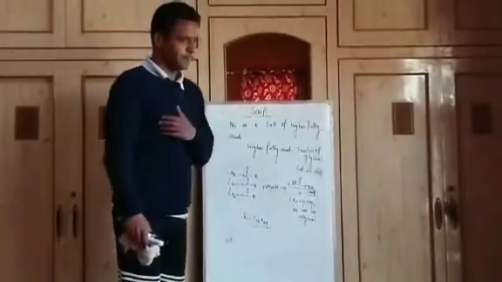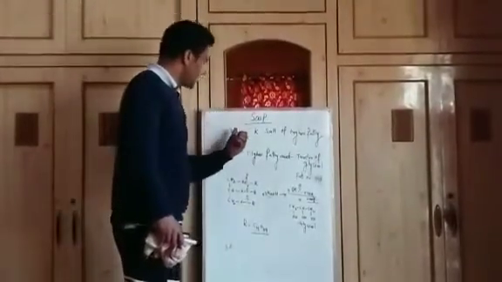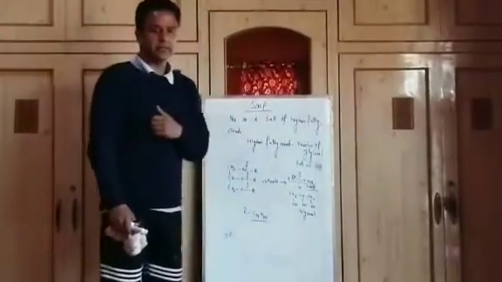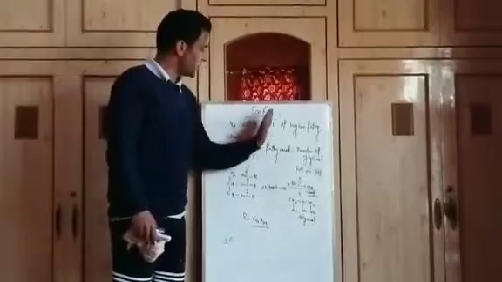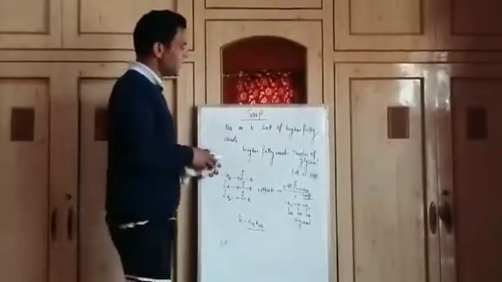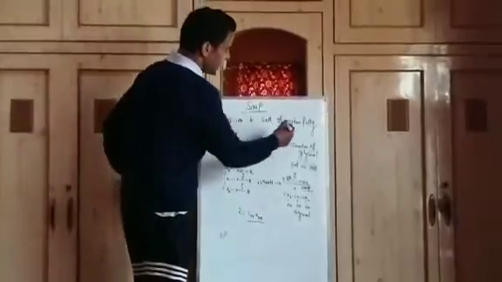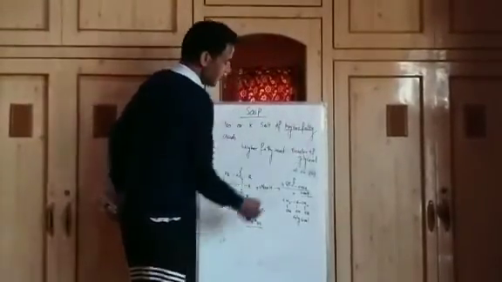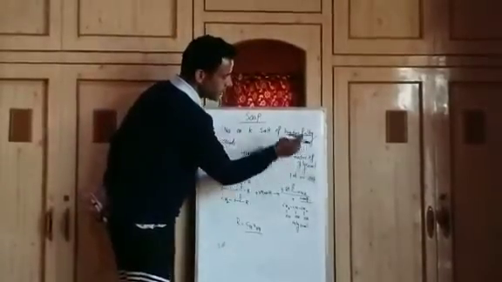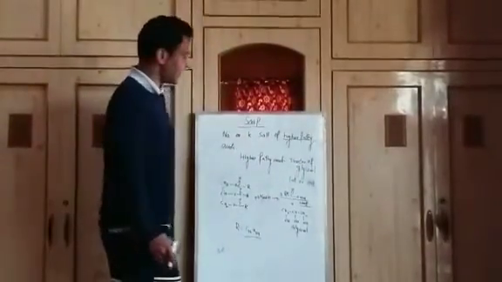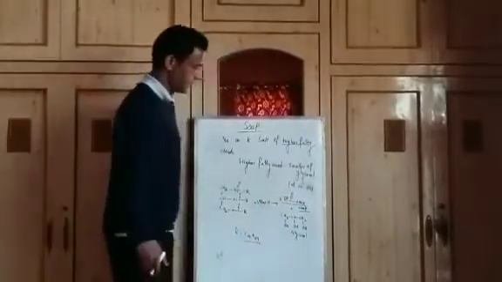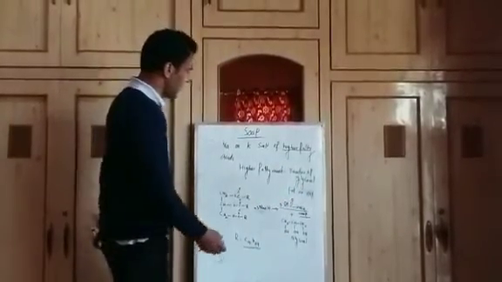So what is soap? Soap, generally we say, is a sodium or potassium salt of higher fatty acid. So what is this fatty acid? Fatty acid means triester of glycerol. It may be a fat or an oil.